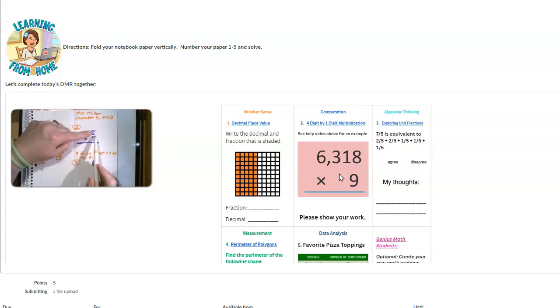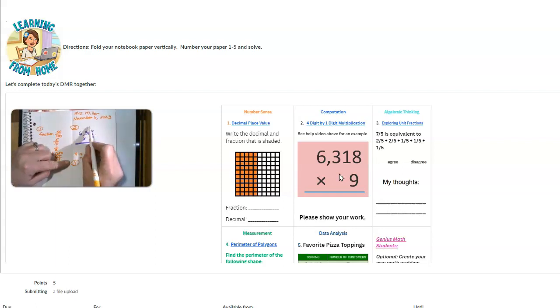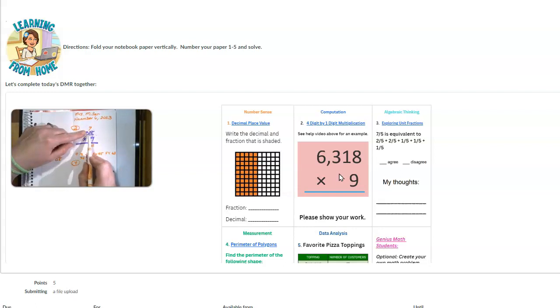9 times 8 equals 72. 9 times 1 equals 9 plus 7 more. 9 plus 7 is 16. 6 goes here. The 1 goes on top of the 3. 9 times 3. We count by 9 three times. 18, 27. 9 times 3 is 27. Add this 1, which gives you 28.